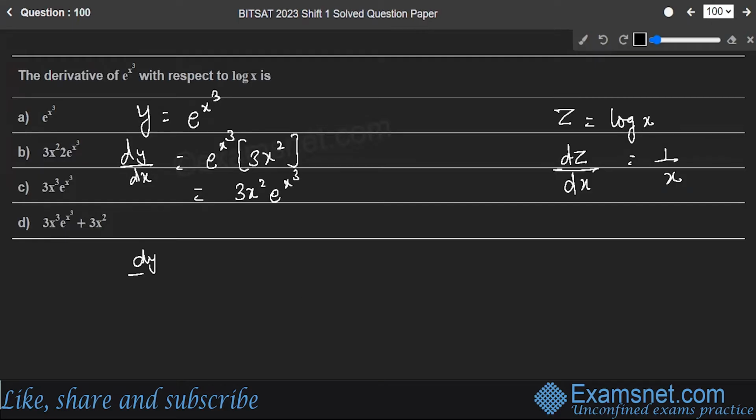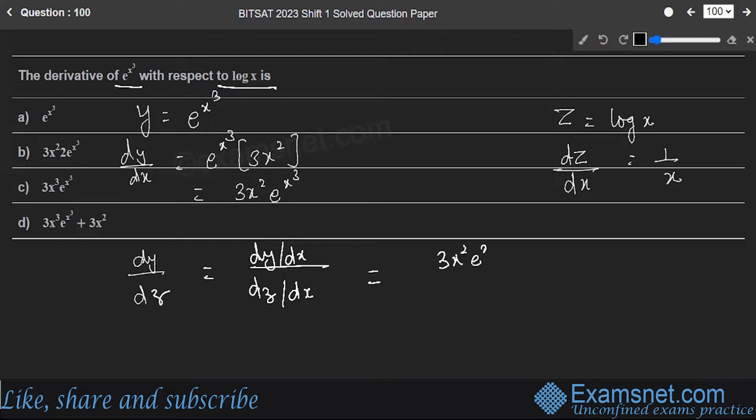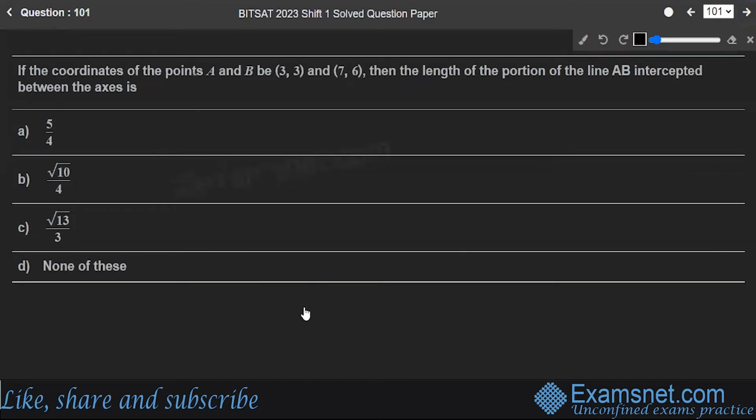Now you have to find out dy by dz, because you have to find out the derivative of this with respect to this. That is dy by dx divided by dz upon dx. So this is equal to 3x squared e power x cubed divided by 1 upon x. This will give me 3 into x cubed e power x cubed. This is option C. Option C is the right answer. Hope you got that.